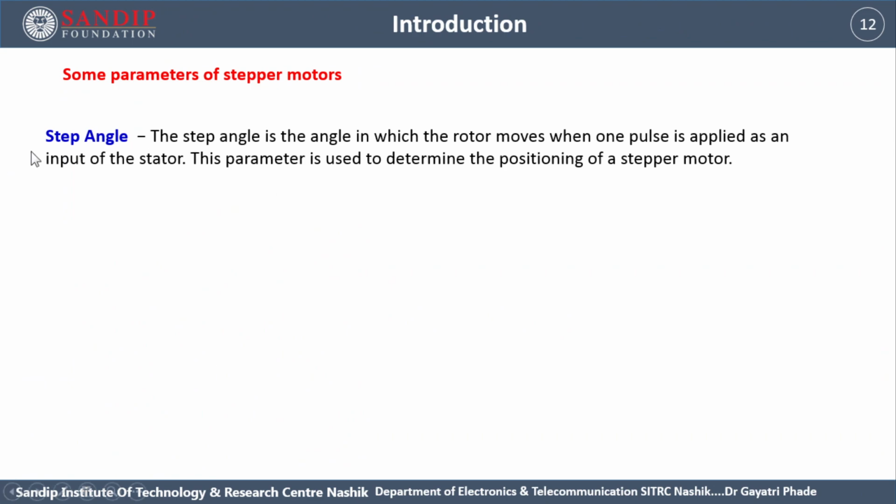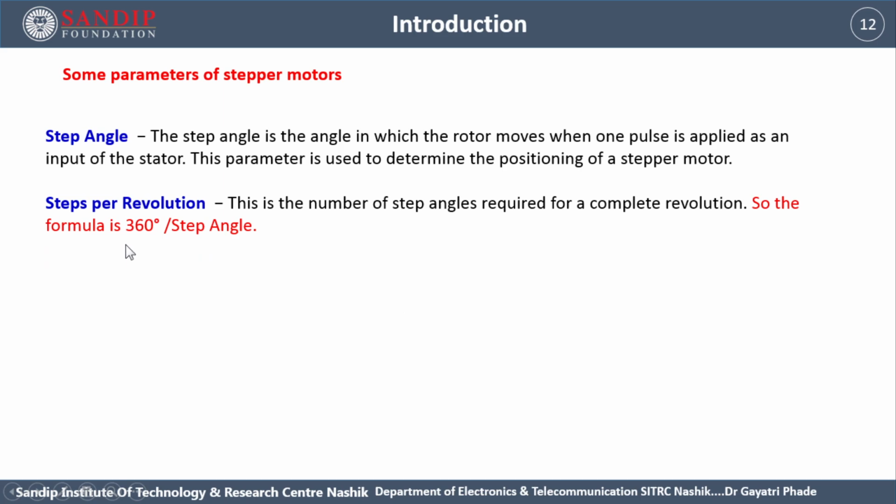Then we have understood some parameters of the stepper motor, some terminology that we are going to use, like step angle. The step angle is the angle by which the rotor moves when one pulse is applied as an input to the stator. This parameter is used to determine the positioning of the stepper motor.